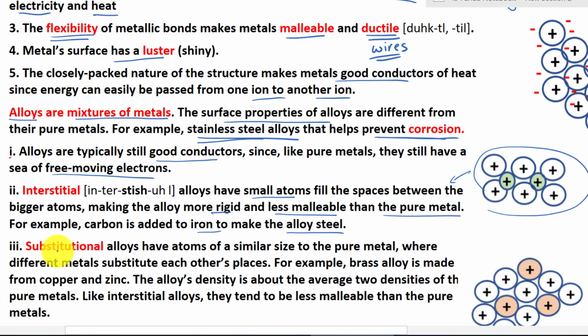Another type of alloy is the substitutional alloy. Think of the term substitute. You have similar size metals that are mixed together, and basically they substitute each other. For example, brass is made from copper and zinc. The density of a substitutional alloy is about the average of the densities of the two metals. Like interstitial alloys, they tend to be less malleable, and that's a key characteristic of alloys. We are now able to control the properties of the surface of the alloy as well as making it more rigid and less malleable.